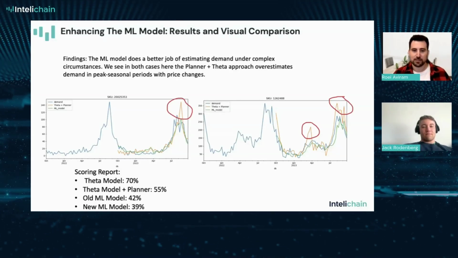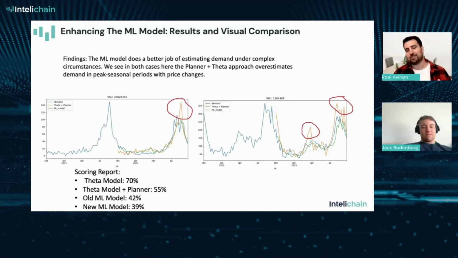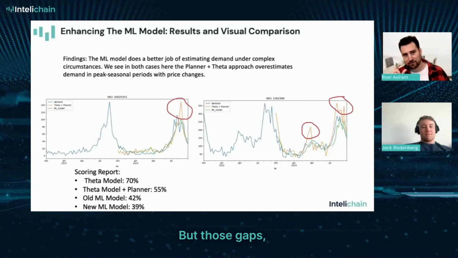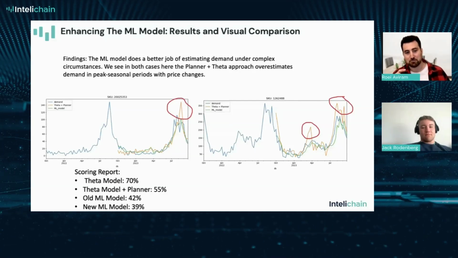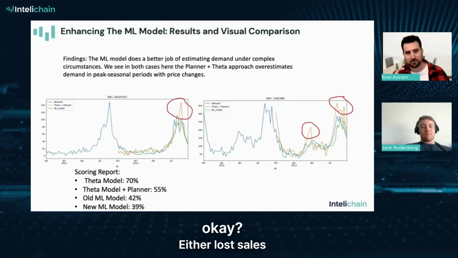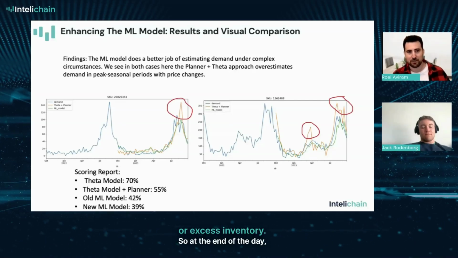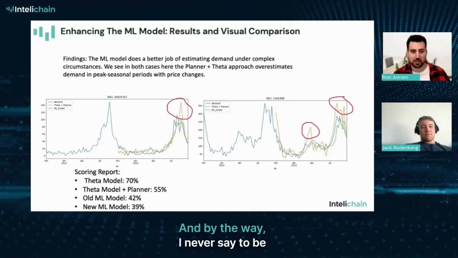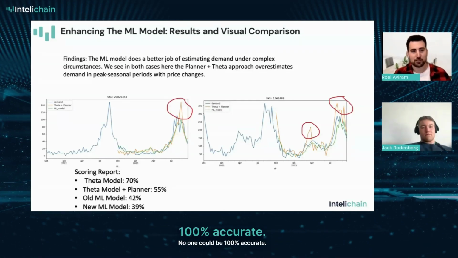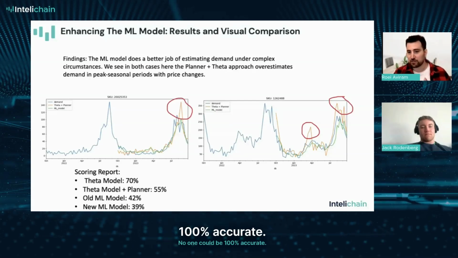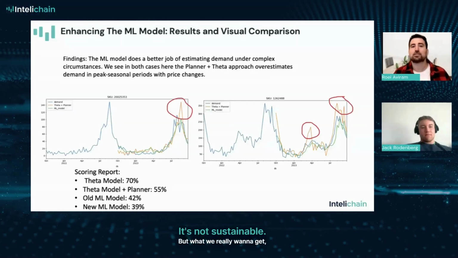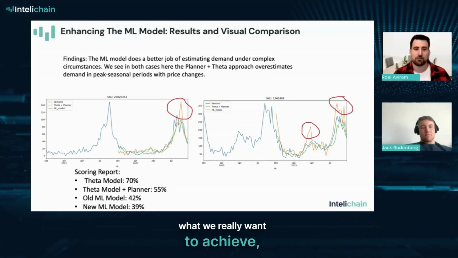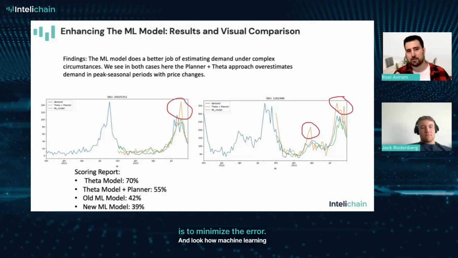I think you can really see that it looks like just a trend line. But those gaps, this is money, okay? Either lost sales or excess inventory. So at the end of the day, we're trying to be as close as possible. And by the way, I never say to be 100% accurate. No one could be 100% accurate. If you are, it's just luck. It's not sustainable. But what we want to achieve is to minimize the error.